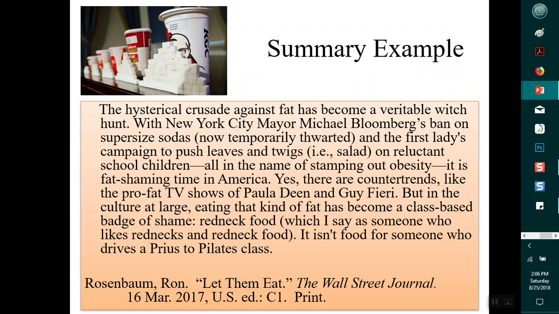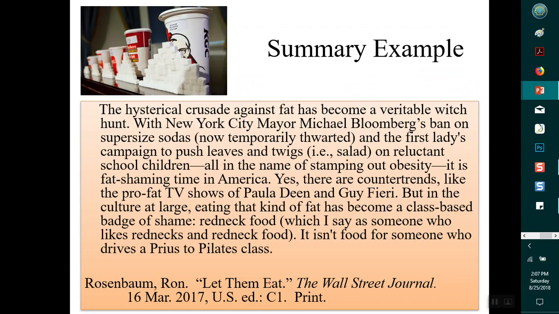The hysterical crusade against fat has become a veritable witch hunt, with New York City Mayor Michael Bloomberg's ban on supersized sodas, now temporarily thwarted, and the First Lady's campaign to push leaves and twigs, i.e. salad, on reluctant school children, all in the name of stamping out obesity. It is fat-shaming time in America.